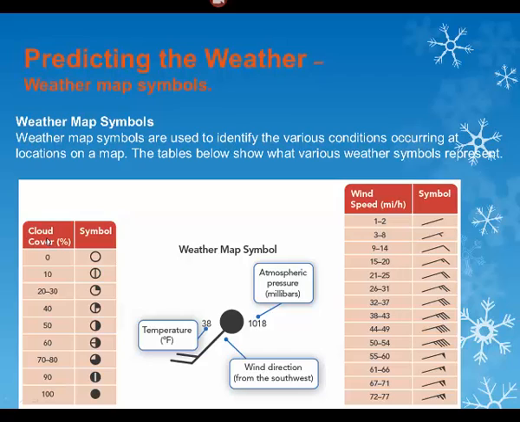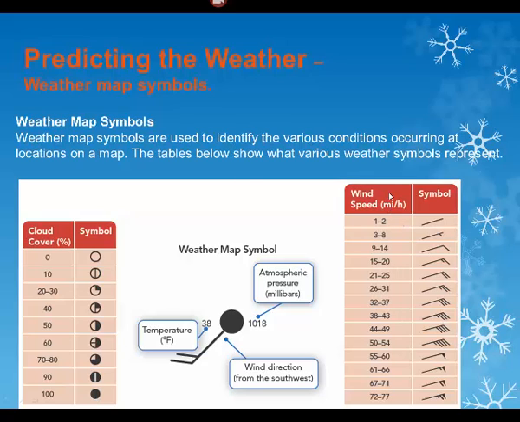On the left-hand side over here, the number represents the percentage of cloud cover. There is a symbol associated with that percentage. 20 to 30% has the circle that is a quarter filled in, and a number of other symbols represent the amount of cloud cover. Obviously, a completely darkened in circle is going to represent 100% cloud cover.